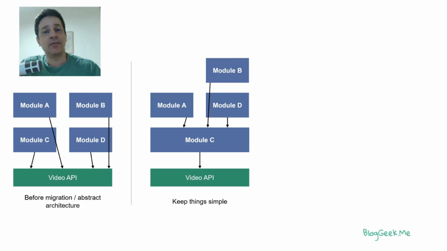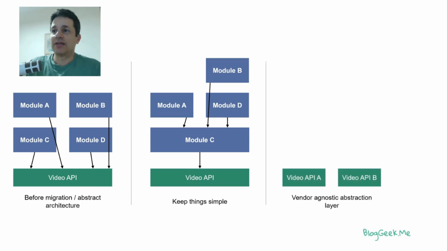Then when the time comes to replace the video API with another vendor, you can just switch and change module C. Or you can go to this approach that supports multiple vendors. Now I have video API A and B. I'm trying to either migrate from one to the other or use two vendors until I migrate, or to be cost effective, or to use different vendors for different scenarios due to feature set or costs, whatever the reason is.